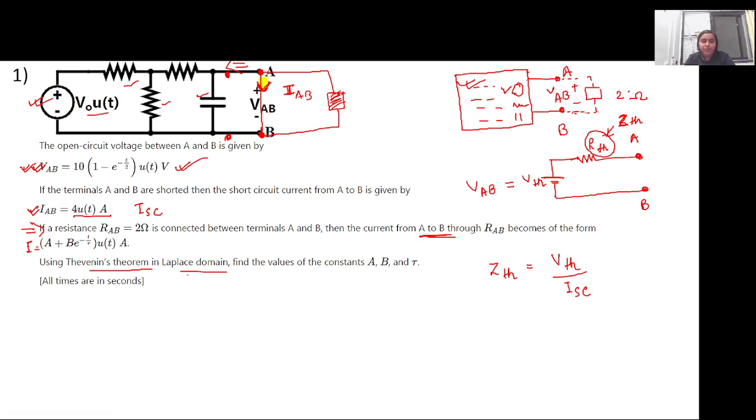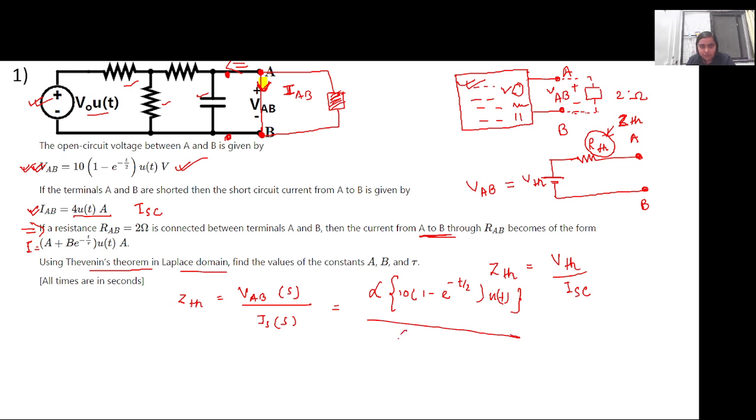So what we will do is ZTH will be equal to VAB, in this case it is V Thevenin in S domain by ISC in S domain. So we will take the Laplace transform of what is VAB. It is 10 into 1 minus e to the power minus t by 2 into u of t, divided by the Laplace transform of 4 u of t, right?